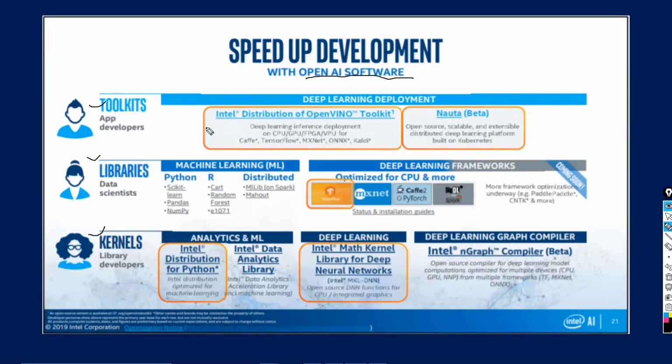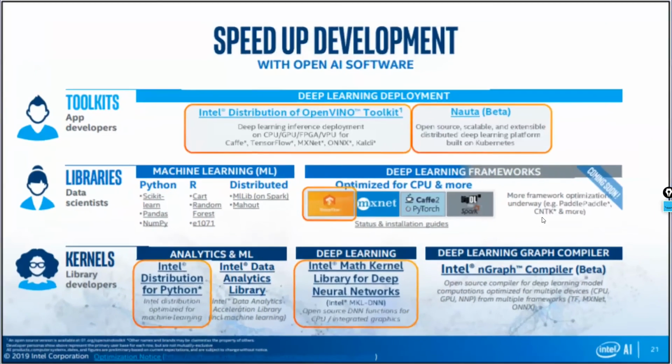And then comes the toolkit. Intel has its own toolkit, OpenVINO, and it has a lot of support. It supports CPUs, GPUs, FPGAs, VPUs. VPU stands for Vision Processing Units, for TensorFlow, Caffe, MXNet, and so many different frameworks available. And then Sonata, which is in beta as of now, which is open source, scalable, and accessible distributed deep learning platform built on Kubernetes. So these are the tools provided by Intel, which can help you to develop fast and ship fast.